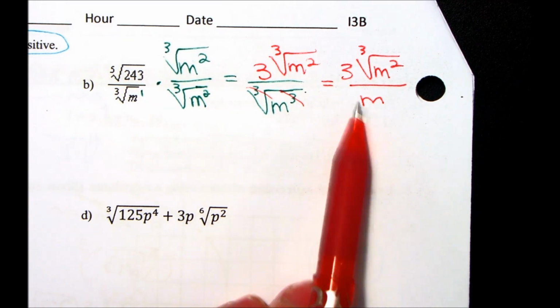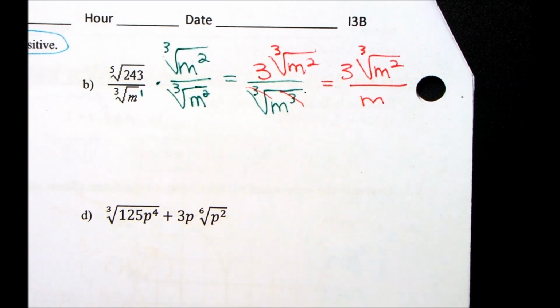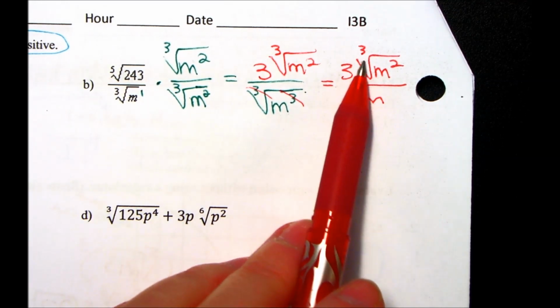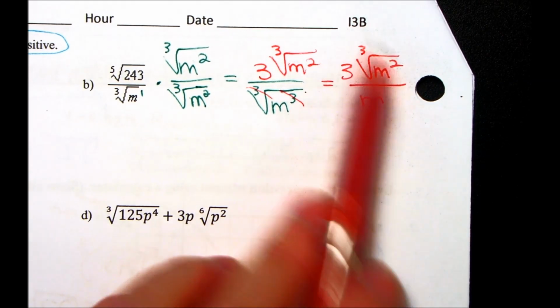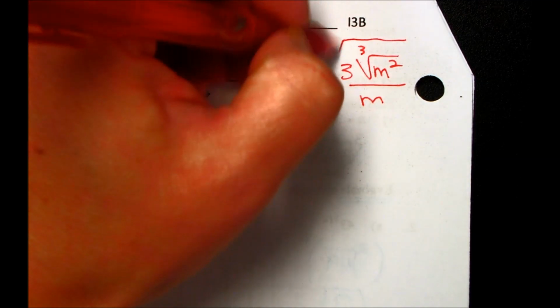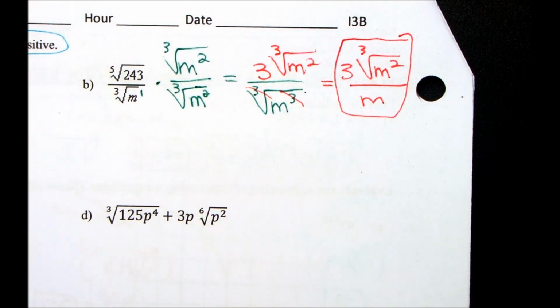So notice that the m here and the m squared cannot be reduced, because this one is under a cubed root where this one is not. So they are not like radicals. They cannot be simplified. So this is as far as you can go. Simplified form.